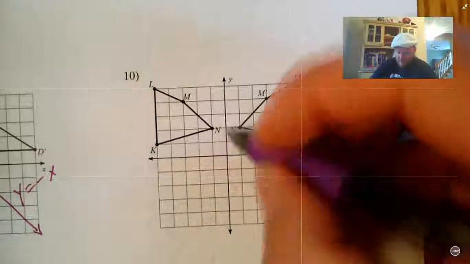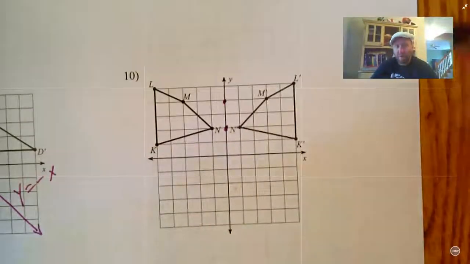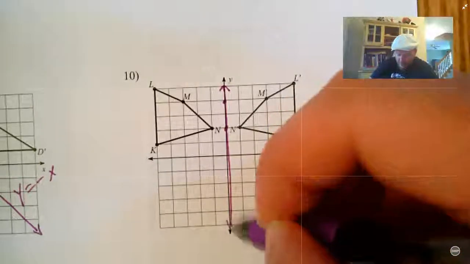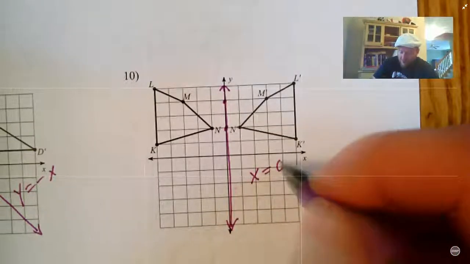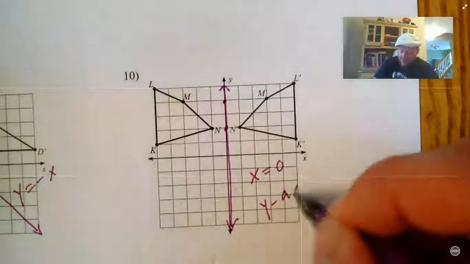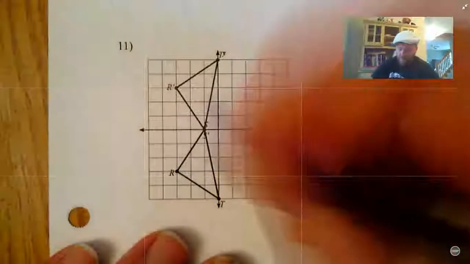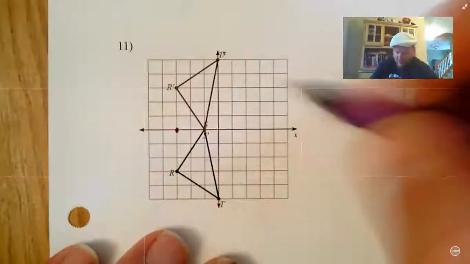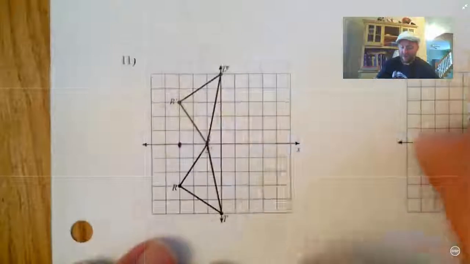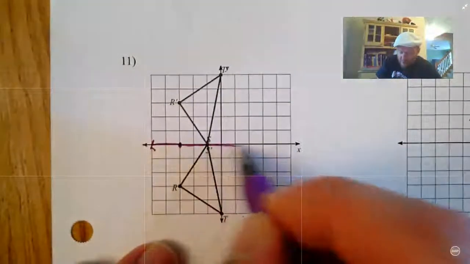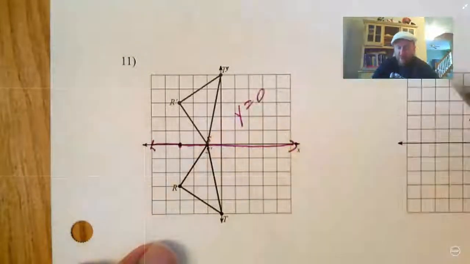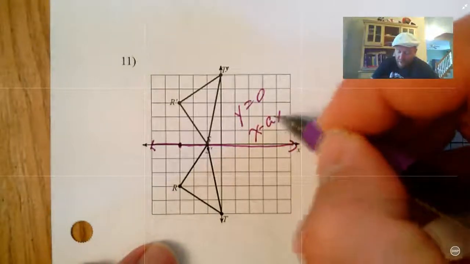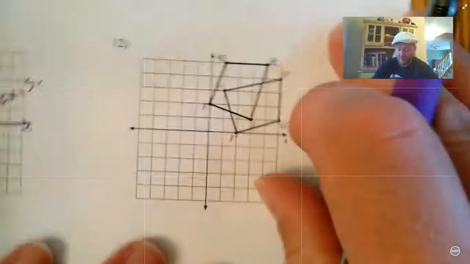Over here, between n and n prime, and between m and m prime, right there. So there's our line, which happens to be, it crosses the x-axis right at x equals 0. So we could call it the line x equals 0. It's also known as the y-axis. Okay. Down here, between r and r prime, we have this point right here, and s and s prime are right on top of each other. So the line passes through those points. Here it's a line that crosses the y-axis at y equals 0. It's also known as the x-axis.